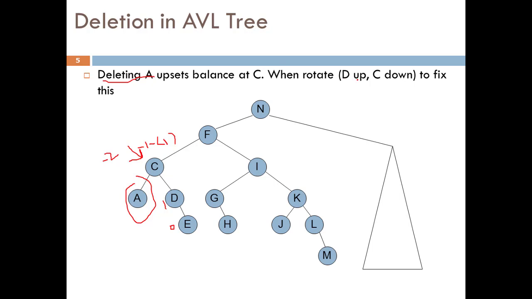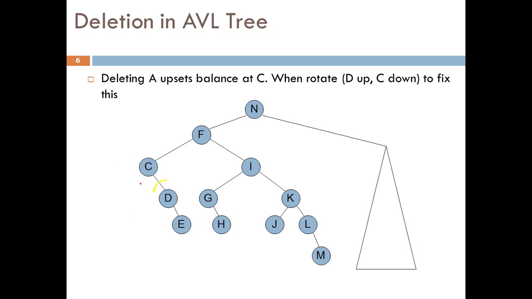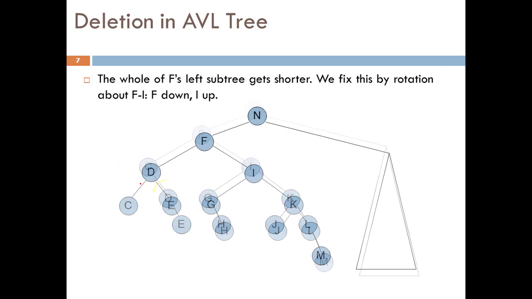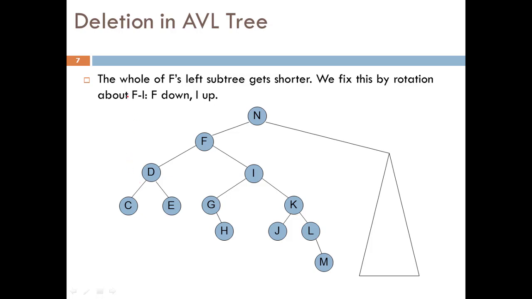We rotate D up and C down to fix this, like we just saw in the previous example. This will be rotated like this, and A will be deleted. Now D will be the root node, C will be the left child of the root node, and E will be the right child of the root node, like this one. So this will be fixed like this. The whole of F's left subtree gets shorter now by 1. We fix this by rotating about F to I, F down, I up, like this one.